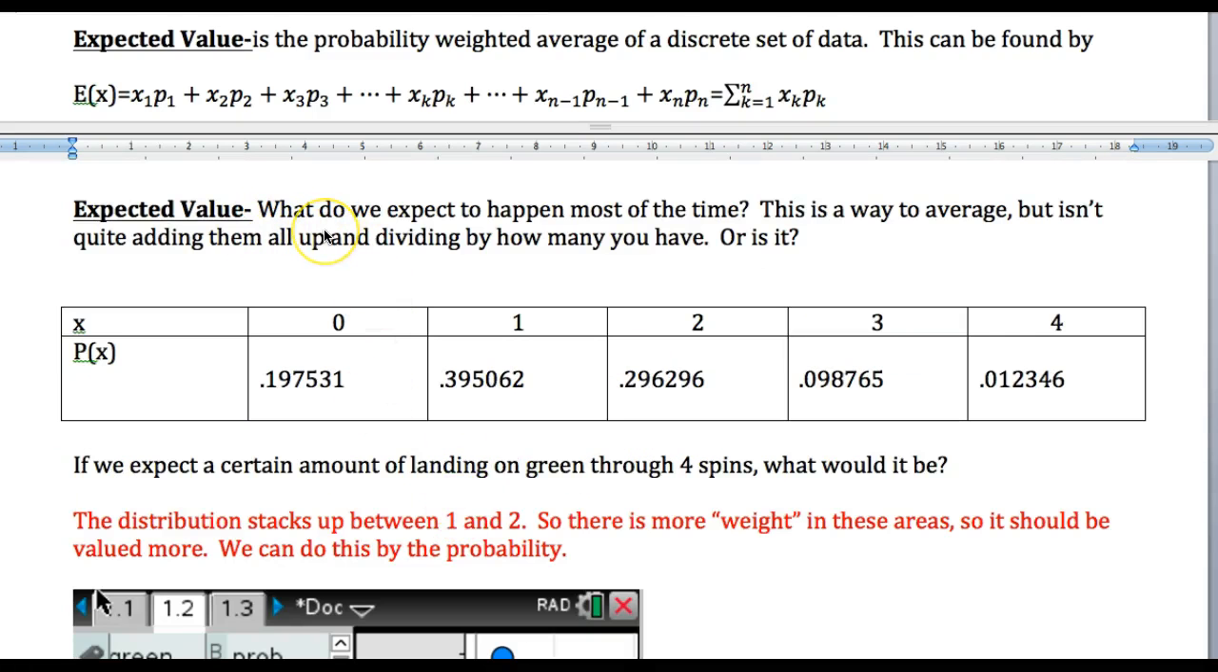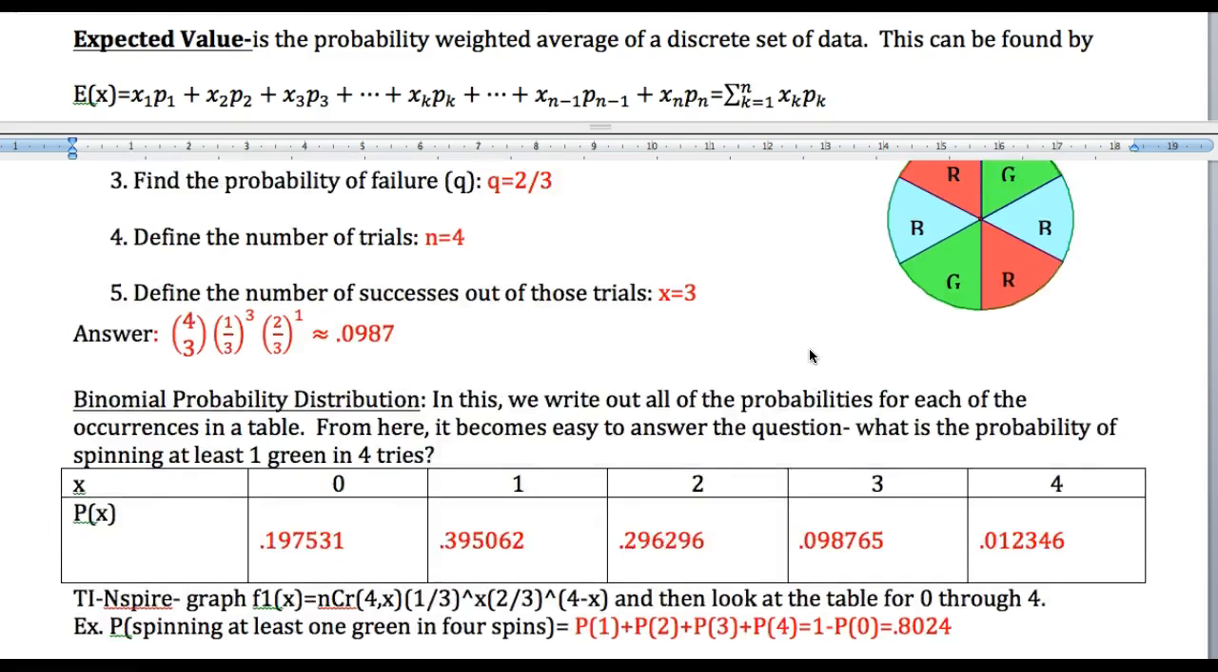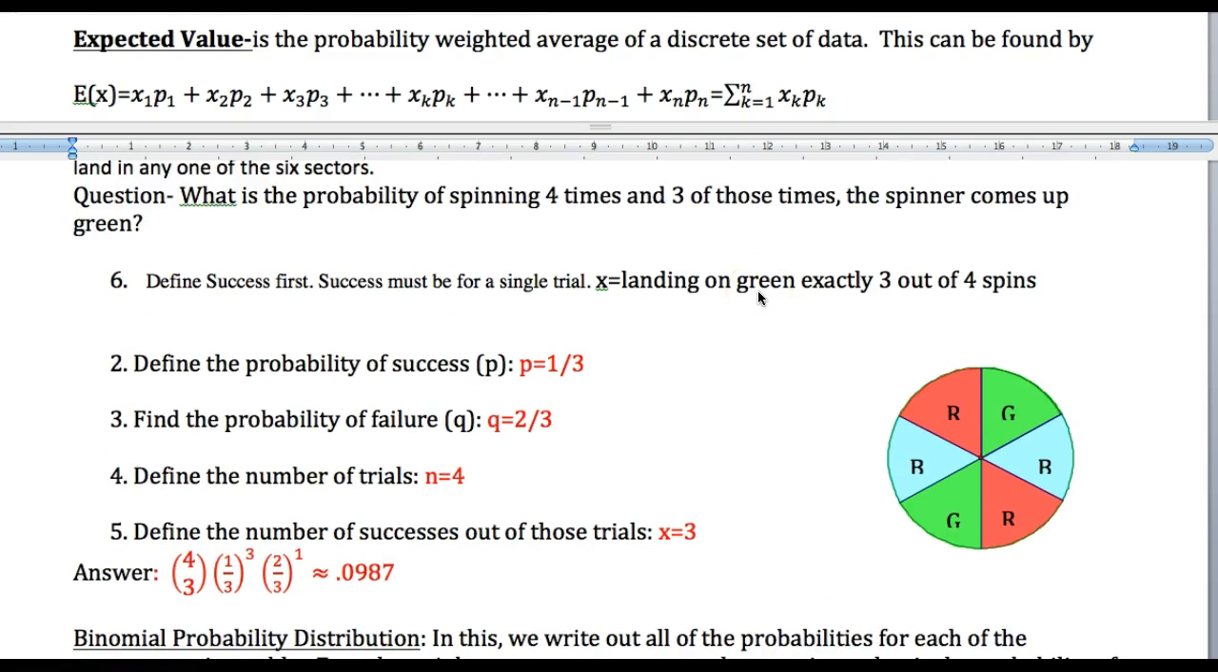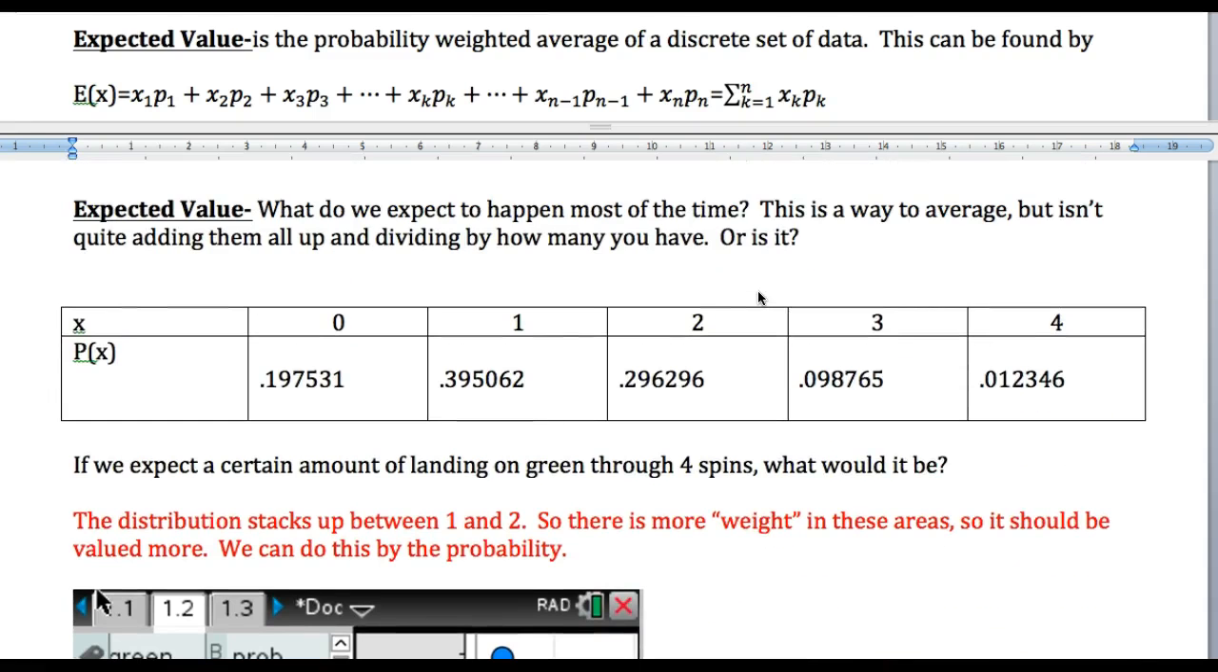So with expected value, these numbers are from a binomial distribution that we just did, because we were spinning a spinner and it was a 1/3 chance of landing on green. We did that previously, and you can look at it if you want, but this is what we worked off of. We got this distribution from that. Now we want to see what my expected value is. In other words, every time I spin 4 times, I want to know the expected amount of times that I will land on green on average for those 4 spins.